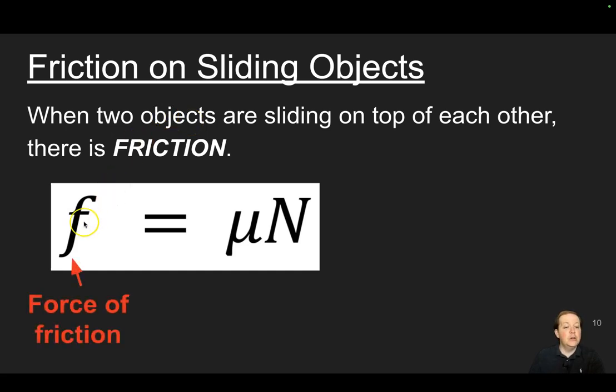Friction is this symbol F. Remember how I said I like to use kind of like this fancy italicized F? This is representing the force of friction. How strong friction is, how much it opposes that motion. It's based on two things.